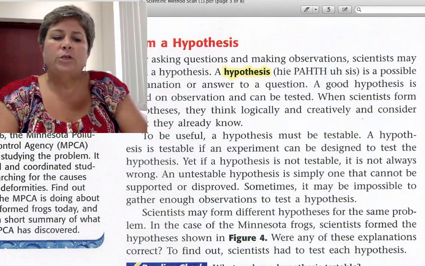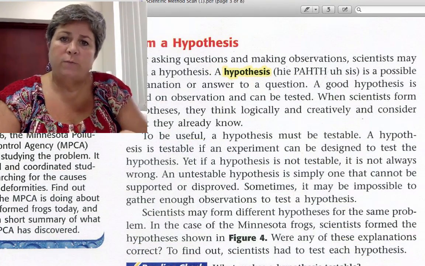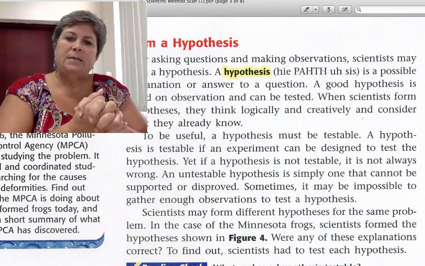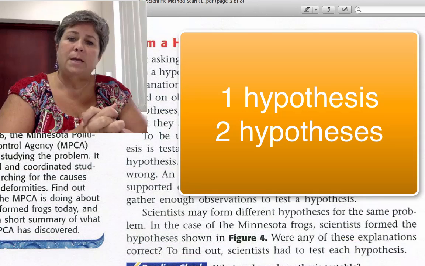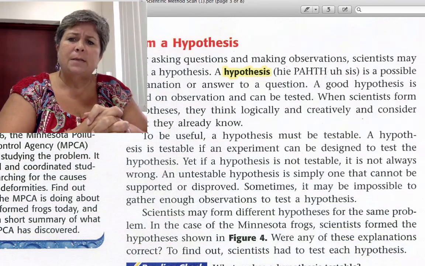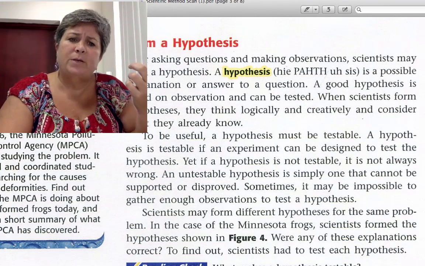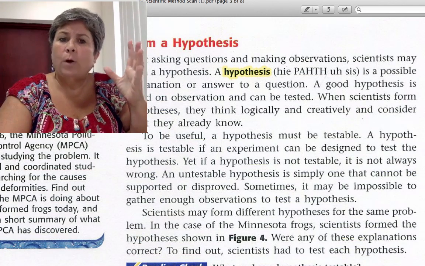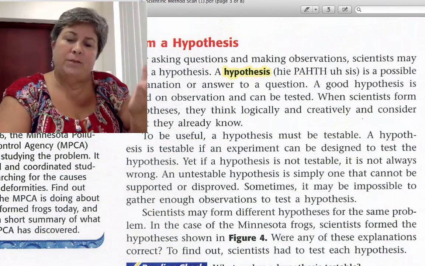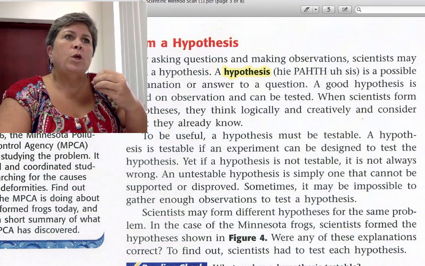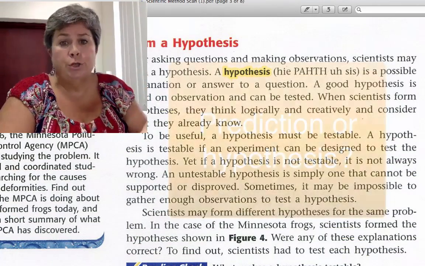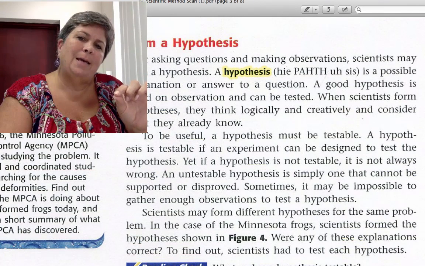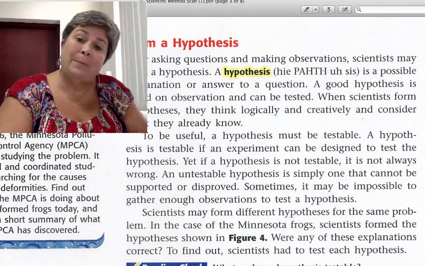Okay, so once you've made observations and you have a question that you want to solve, the next step in scientific method is to form a hypothesis. Now, a hypothesis, a lot of people think, is a prediction. And it is in a way. You're predicting what you think the answer to your question is, or what you think the solution to your problem is. But there's one key difference in prediction and hypothesis.